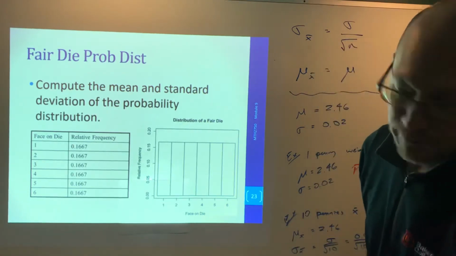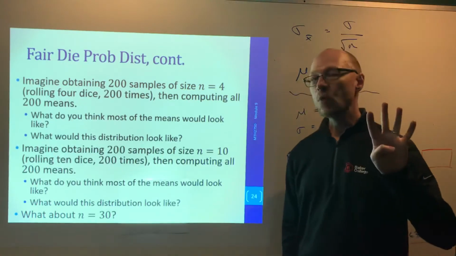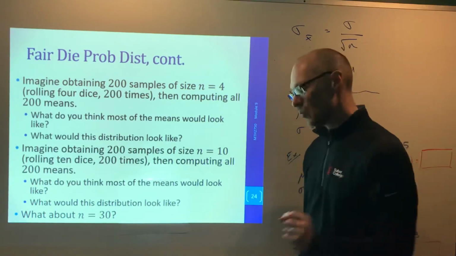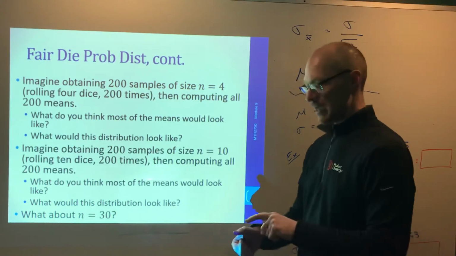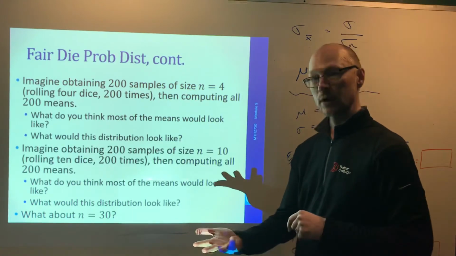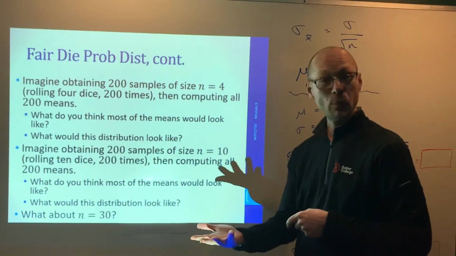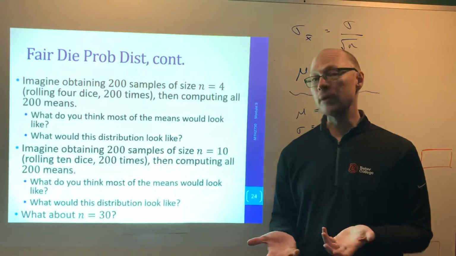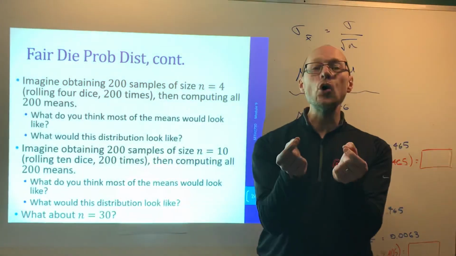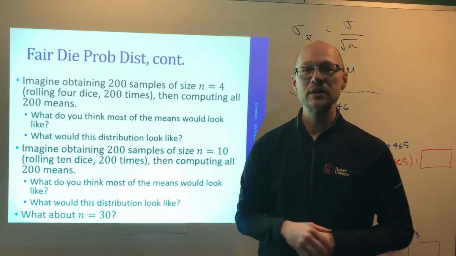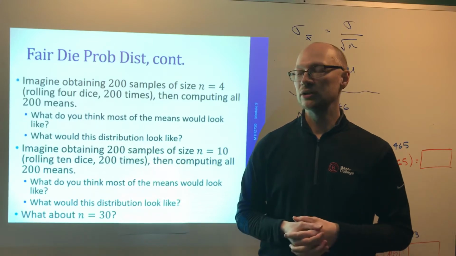But what if instead of rolling just one, what if I took 4 dice and rolled them all and then averaged what I saw? Maybe I got a 1, 2, 3, 4. And I add 1 plus 2 plus 3 plus 4 and get 10. Divided by 4 is 2.5. The average for that would be 2.5. And I did that a whole bunch of times, right? I did that 200 times, and I listed all of the averages. What might those averages look like?